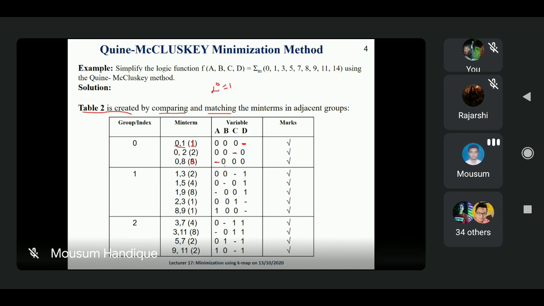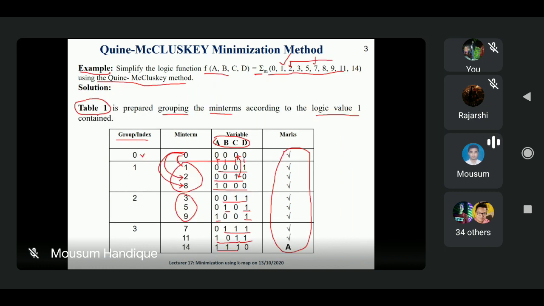Okay. So 0, 1, 0, 2, 0, 8, when all the groups are considered, that time 0 is already compared with 1. So here I am just putting a tick mark. 1 is already compared, so it is just a tick. 2 is already compared, it is a tick. And 8 is compared, we can mark it as a tick just for remembering purpose. That means which particular groups we have already compared.